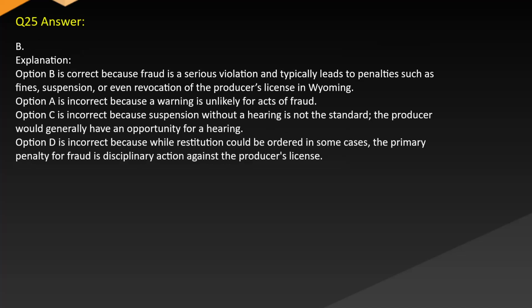Answer: B. Explanation. Option B is correct because fraud is a serious violation and typically leads to penalties such as fines, suspension, or even revocation of the producer's license in Wyoming. Option A is incorrect because a warning is unlikely for acts of fraud. Option C is incorrect because suspension without hearing is not the standard. The producer would generally have an opportunity for hearing. Option D is incorrect because while restitution could be ordered in some cases, the primary penalty for fraud is disciplinary action against the producer's license.